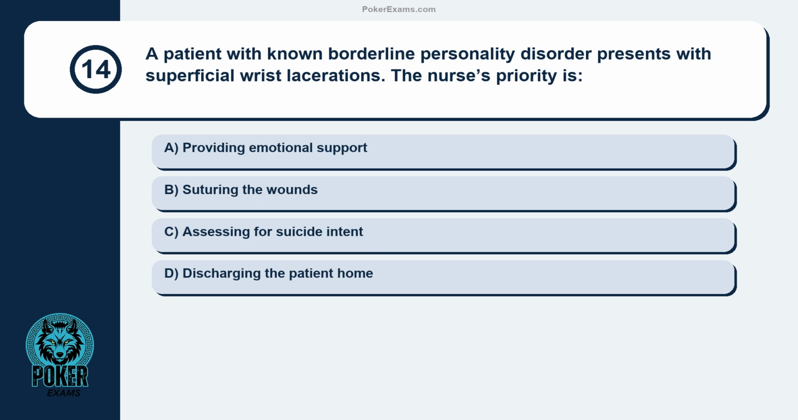Question 14. A patient with known borderline personality disorder presents with superficial wrist lacerations. The nurse's priority is providing emotional support, suturing the wounds, assessing for suicide intent, discharging the patient home.